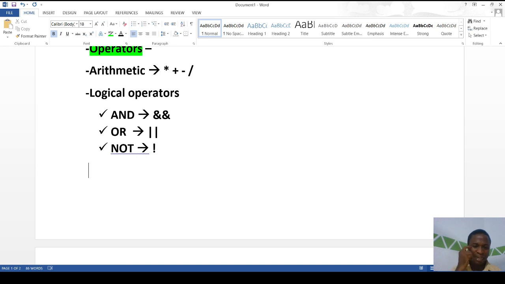Now let's talk about the NOT. The NOT means I don't even need it at all. I hope you are getting me right. I don't even need it at all, so the program shouldn't even execute. That is about the NOT. Okay, when we start doing our practical, you will get a lot of examples about this. So just prepare yourself for the practical.